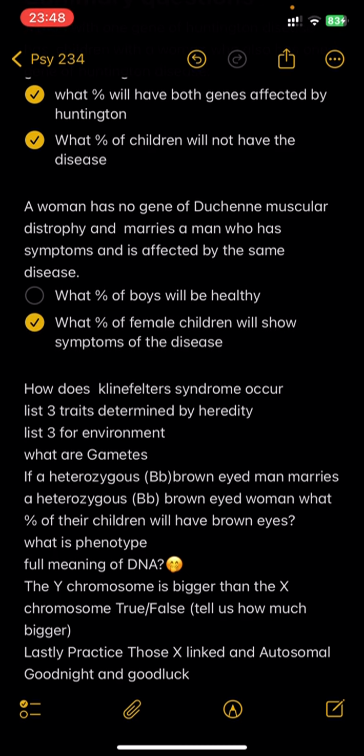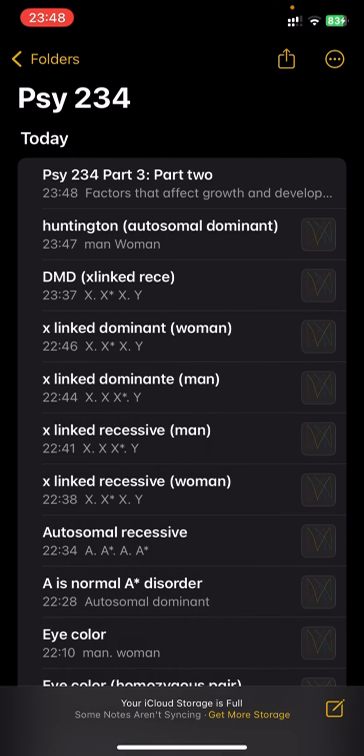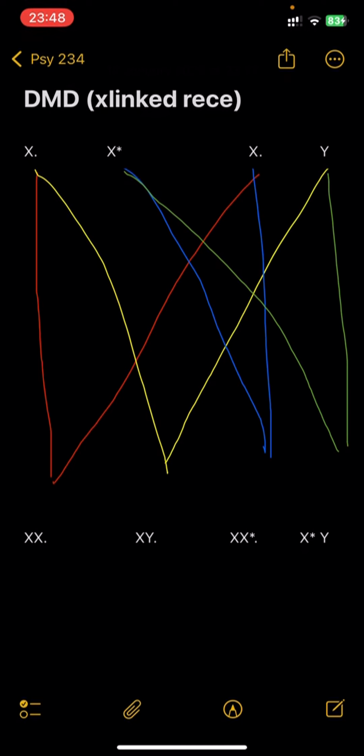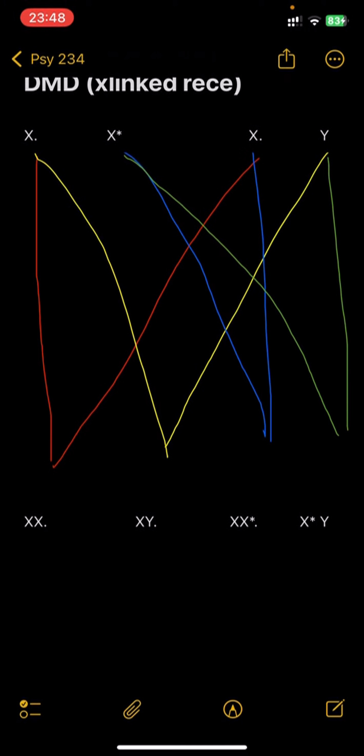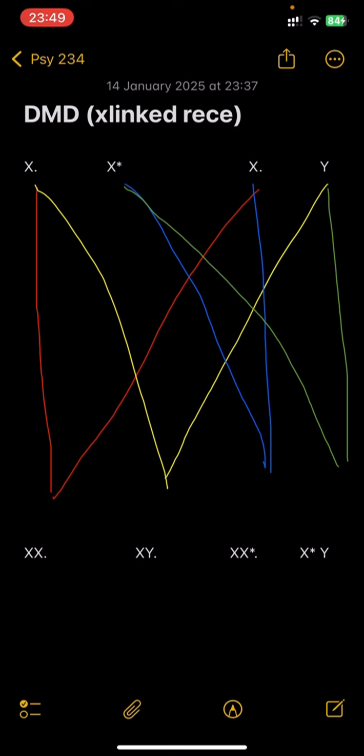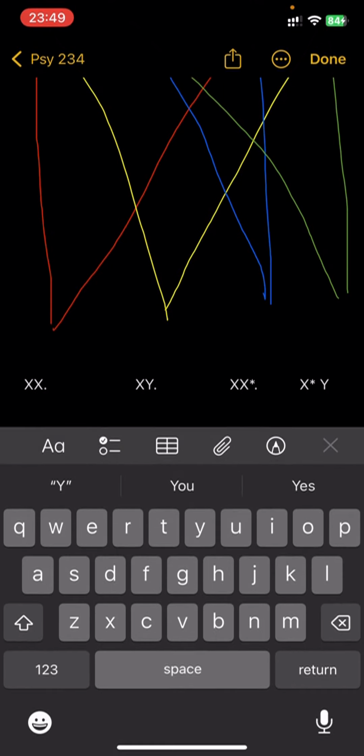Now, what percent of boys will be healthy? If you look at it, under the green, this green is where all the bad stuff happens. Under this green, the boy doesn't have a Y to counteract. So even if it's recessive, the boy will still have the Duchenne muscular dystrophy disease or disorder. So that'll be 25%.